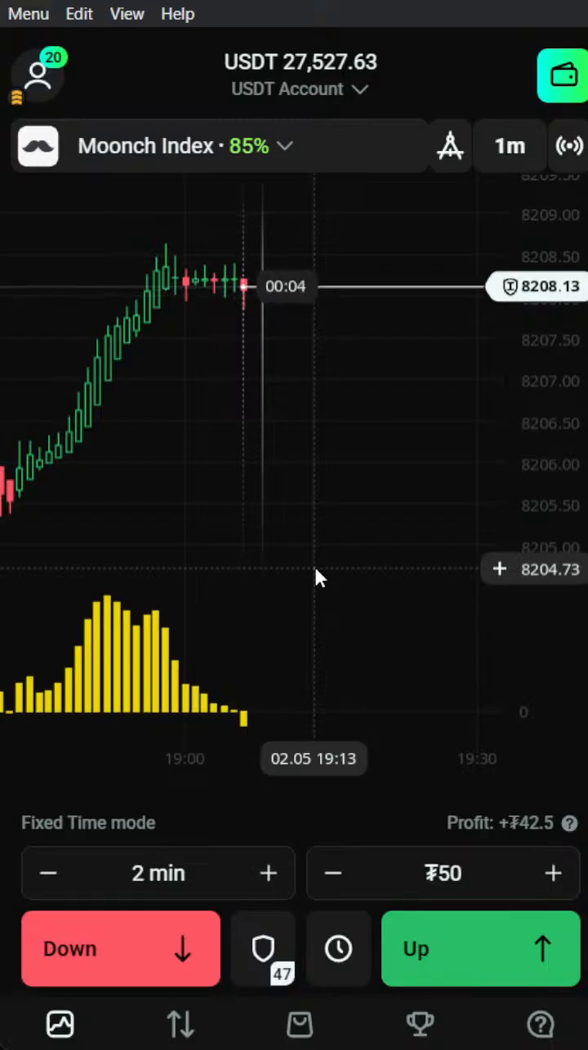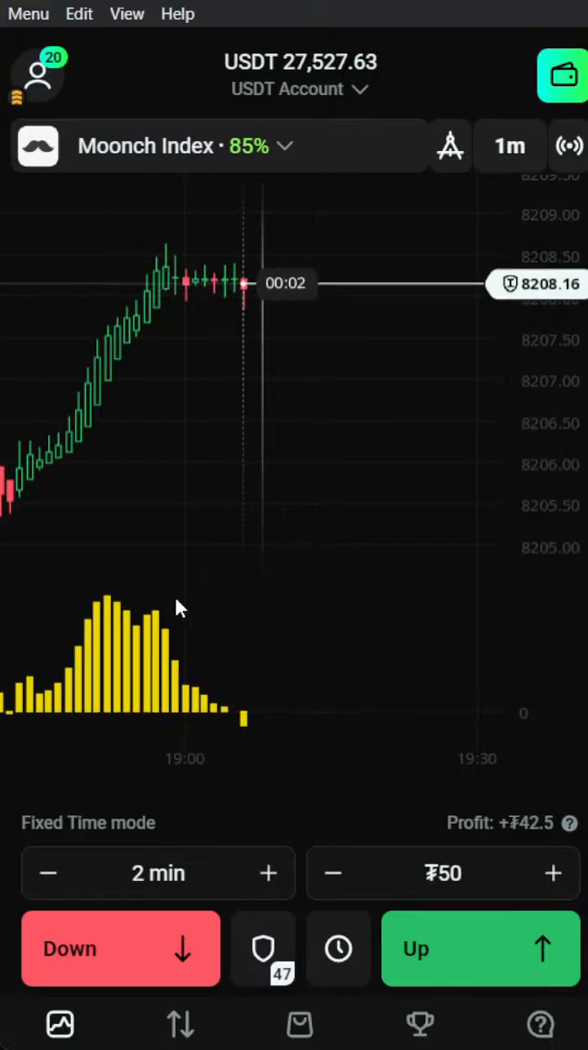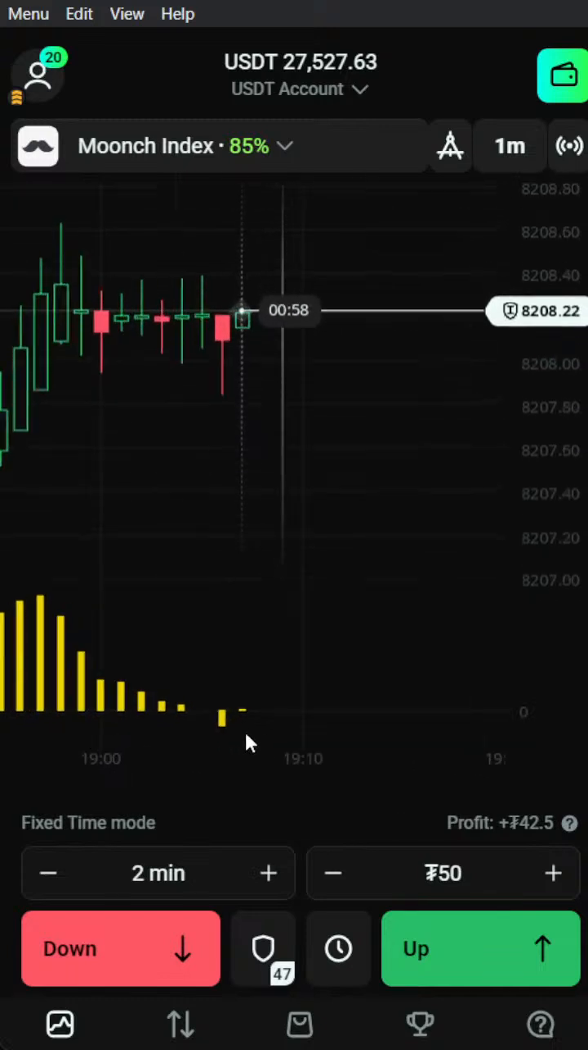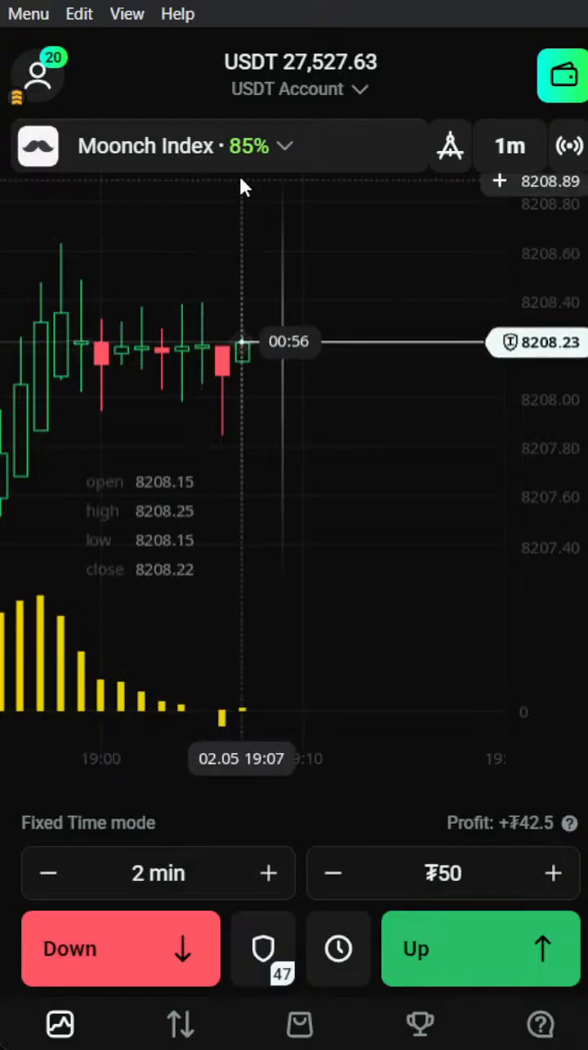Moonch index, what do you guys think? If the trend has changed, guys, but the candle has not appeared, no, it flipped. It flipped.